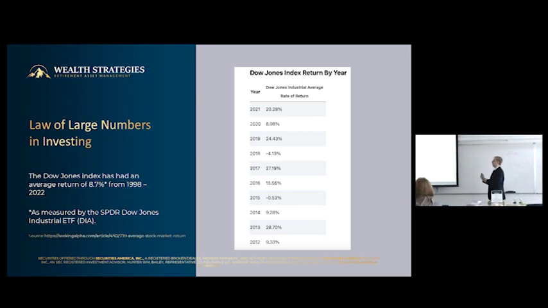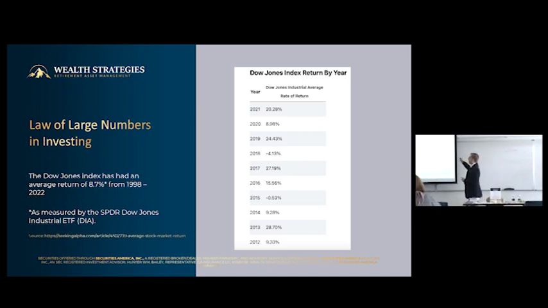So let's look at that with investing using the Dow Jones like I was just mentioning. The Dow Jones Index had average returns of about 8.7% from 1998 all the way to 2022. And this was measured using the SPDR Dow Jones Industrial ETF, DIA. So that's an ETF that tracks the index. There's a lot of them out there, but this is the one that I had the data for.